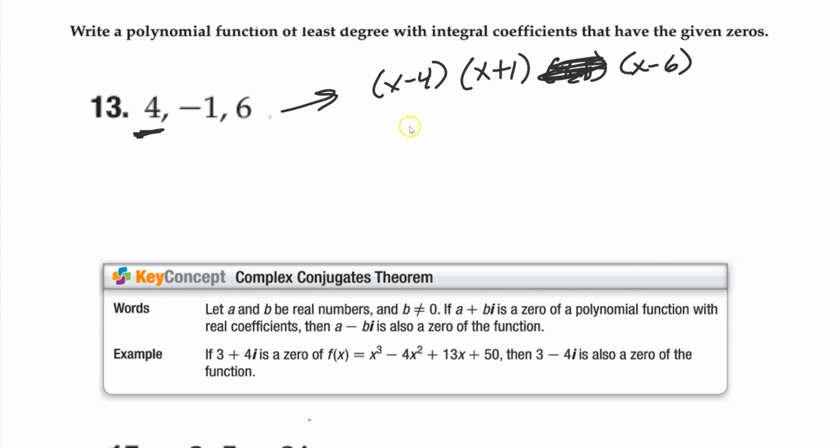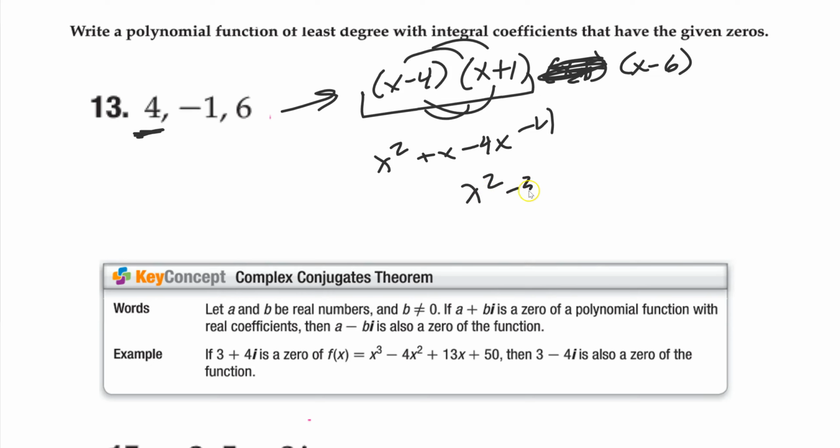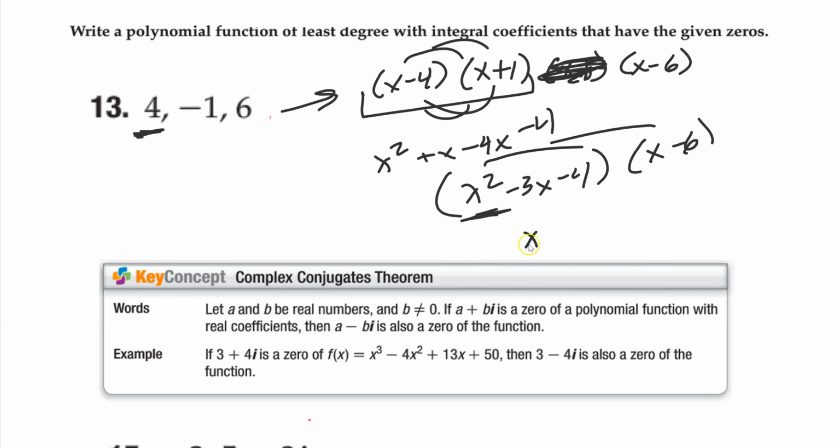And then remember, we have to multiply these out. So take it 2 at a time, multiply these first. Distribute. x squared plus x minus 4x minus 4. Add like terms. And then once you multiply that, we can multiply by x minus 6. Again, just take it one step at a time. Multiply x squared by both of them. x cubed minus 6x squared.